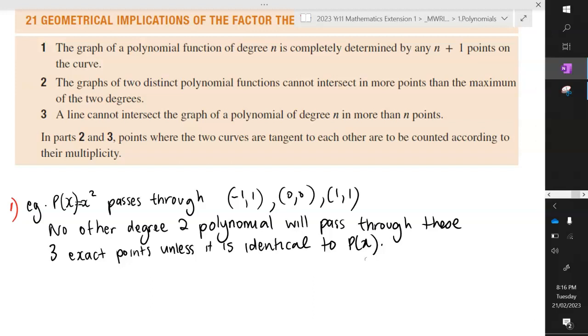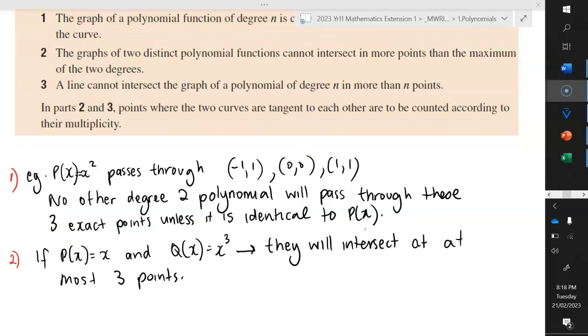Now, the second point says, the graphs of 2 distinct polynomial functions cannot intersect in more points than the maximum of the 2 degrees. So here's an example that I'd use for 2. For example, if p of x is equal to x, so that's the line y equals x, and q of x is another polynomial, and that is x cubed, they will intersect at most 3 points. So relating that back to 2, it cannot intersect in more points than the maximum of the 2 degrees. Polynomial p of x has degree 1, polynomial q of x has degree 3. So there's 3 points that they can intersect at most.